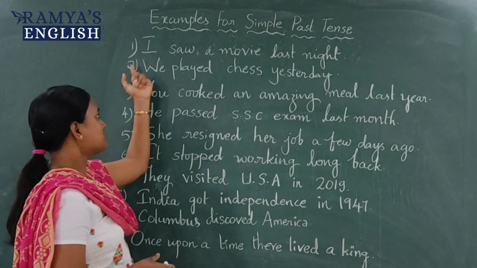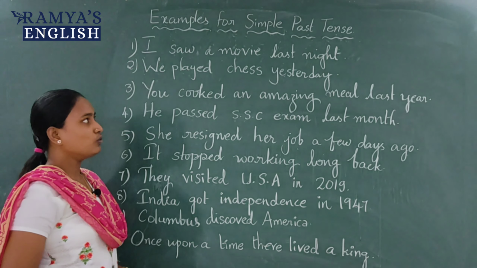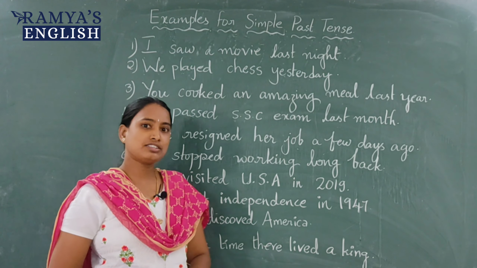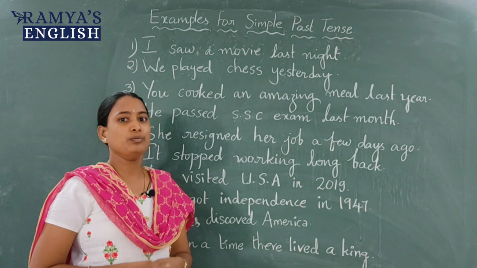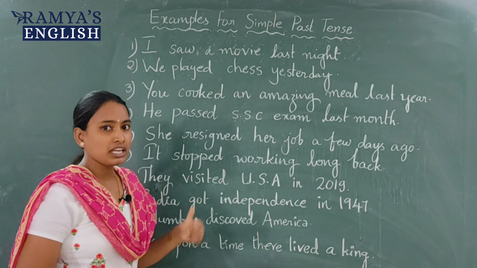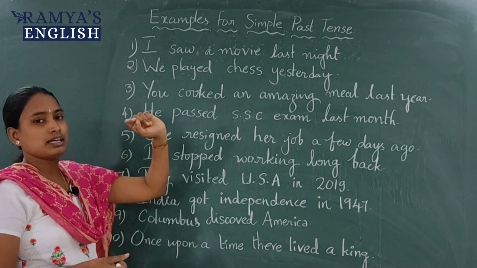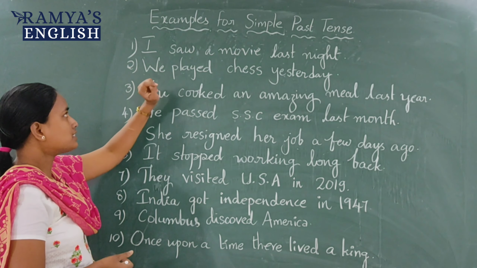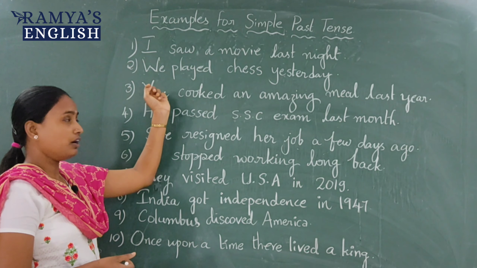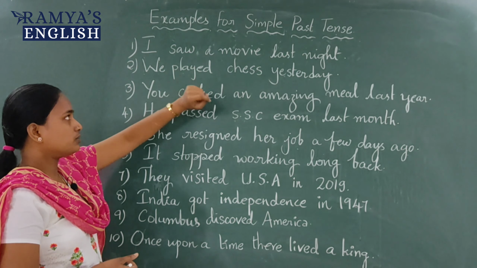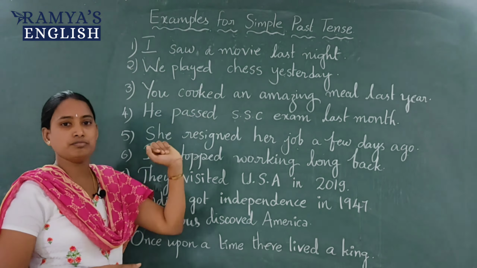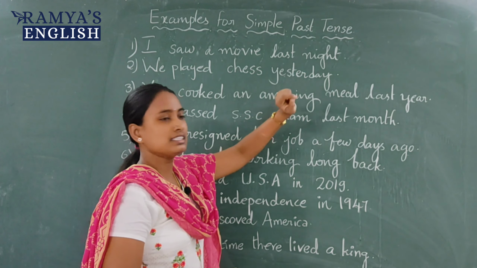Now let us see the first example. I saw a movie last night. You know the structure, right? Subject plus V2 plus object. Now let us check the structure. So what is the subject? Here I is the subject, I is the pronoun, and saw is V2, a movie is object, last night is indication.